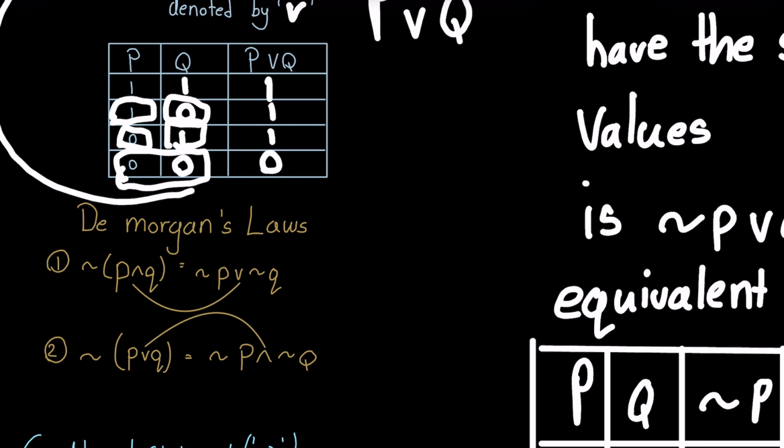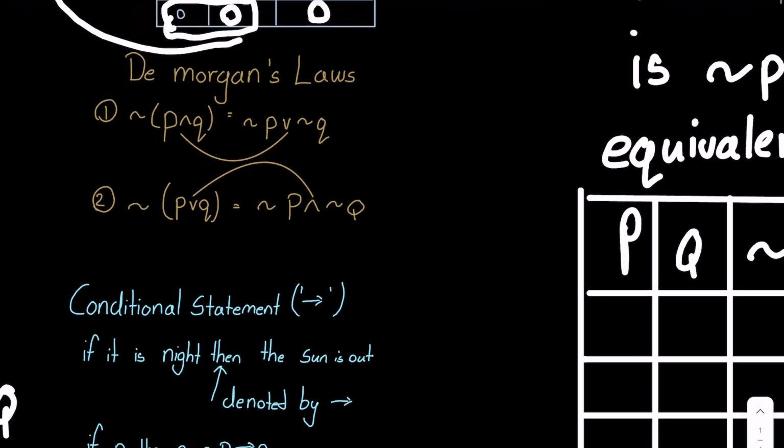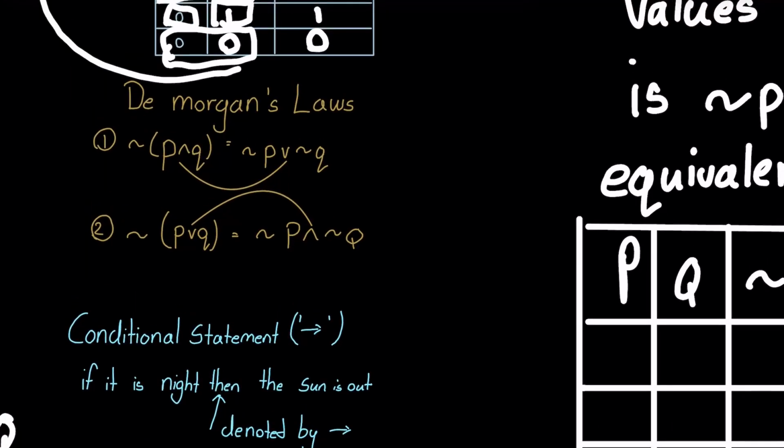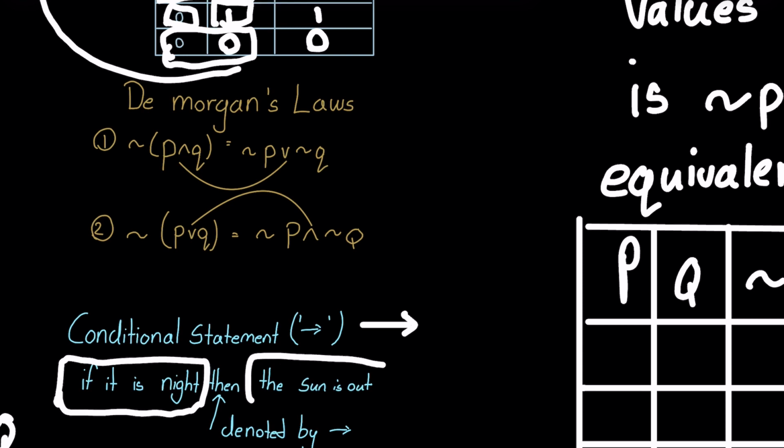And so now we're going to be moving into conditional statements. So a conditional statement is denoted by this. It looks like a little arrow, which means then. So let's see. If we have something that says if it is night, then the sun is out, then this is a condition. So the only time it is night is when the sun is out. Okay? So if it is night, then the sun is out.